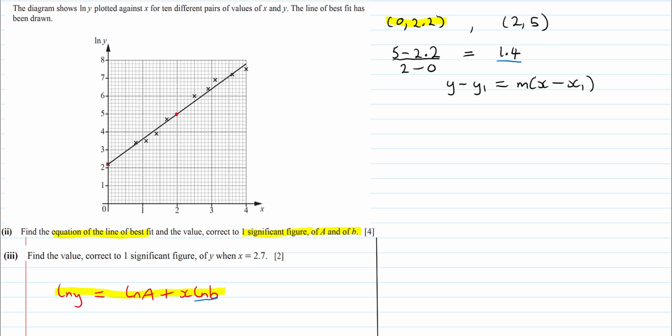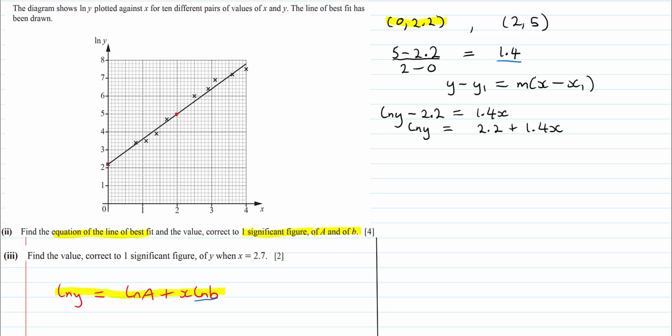So what we've got then, well, instead of y, we've got ln y. So our y1 is 2.2, so minus 2.2 is going to equal our gradient, so m, which is 1.4, times x minus x1. Our x1 is 0, so we're going to just get times x. And now we can just rearrange this to make ln y the subject. So we're going to get ln y is equal to 2.2 plus 1.4x.